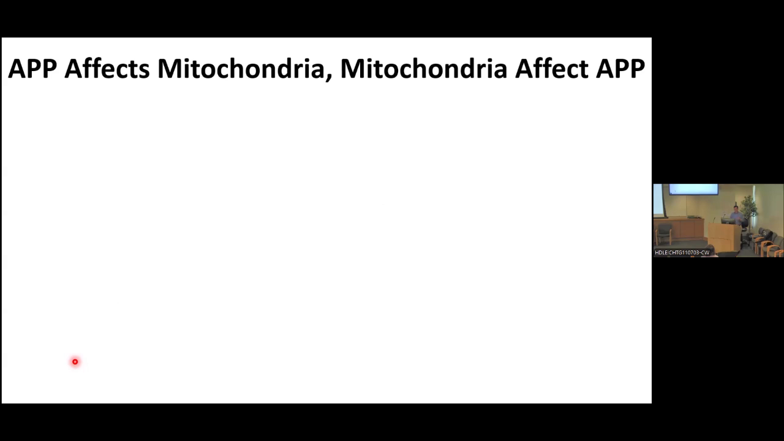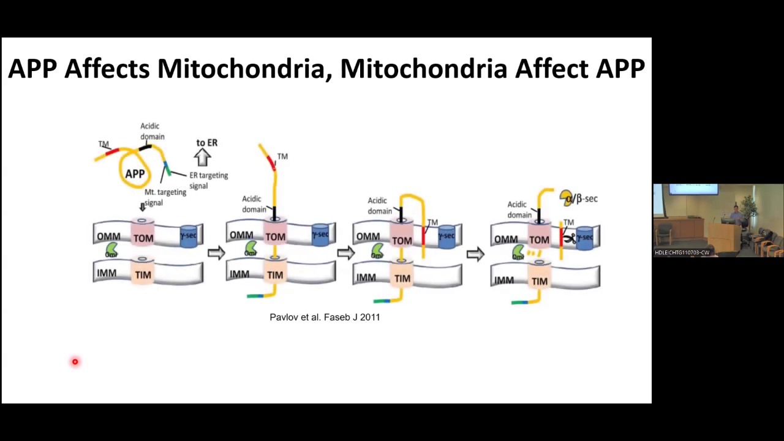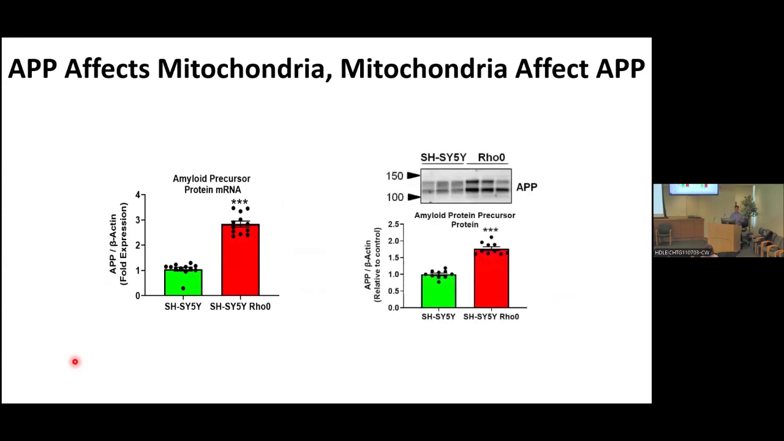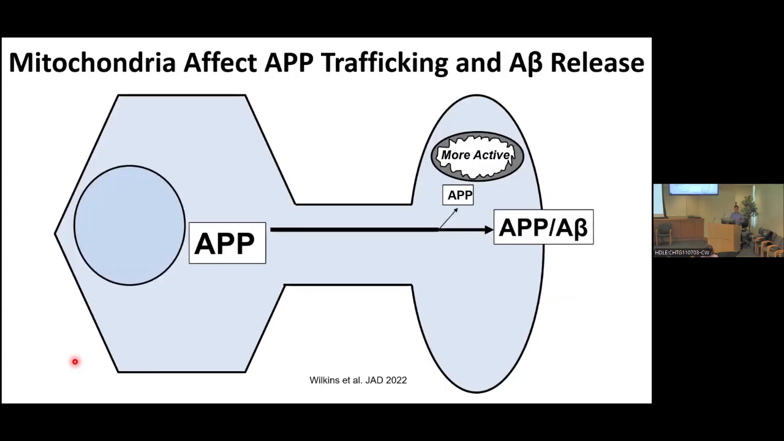APP affects mitochondria. APP has a mitochondrial targeting sequence, and it's been reported that the protein localizes to mitochondria, begins to translocate into the mitochondria, and undergoes this translocation arrest. It can be processed to A beta at the mitochondria, and when APP is at the mitochondria it seems to function differently. But it works both ways. In our mitochondrial DNA-depleted neuronal cells, we see this robust increase in APP mRNA expression and APP protein levels. And mitochondrial function seems to affect trafficking of APP in the neuronal cells and A beta release.